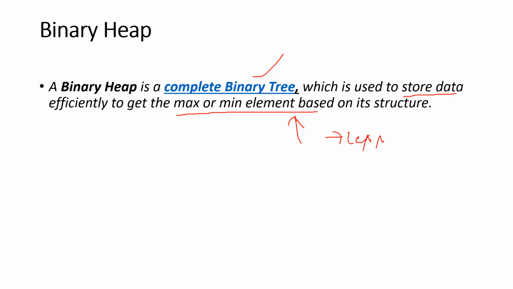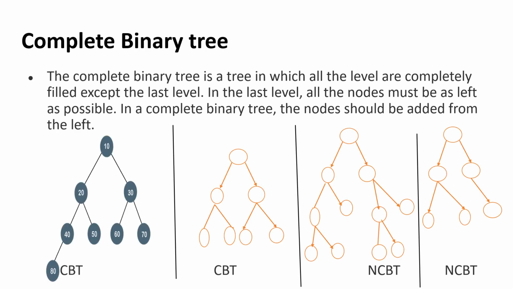Now we'll see what a complete binary tree is. Before going to insertion and deletion, we have to see what a complete binary tree is, the property the binary heap follows. A complete binary tree is a tree in which all the levels are completely filled except the last level. Try to observe these trees. Now tell me which tree is a complete binary tree and which is not.